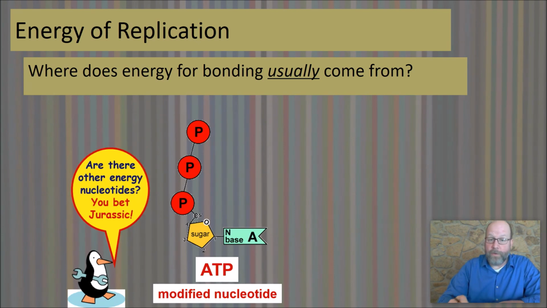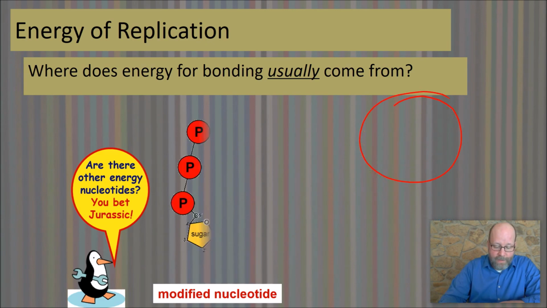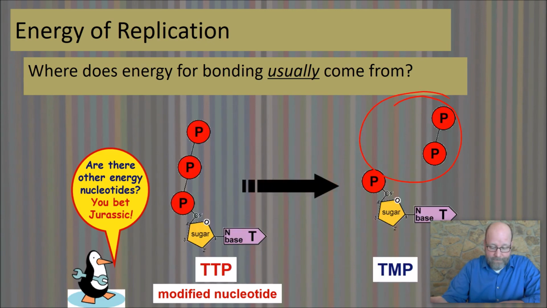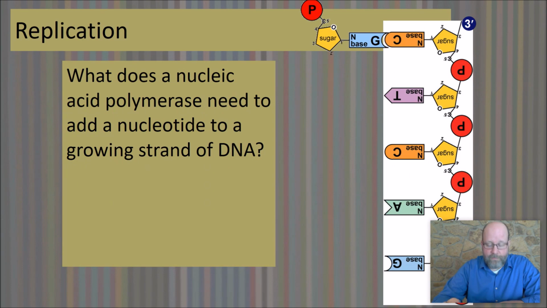See? Are there other energy nucleotides besides just the ATP? Of course there are. We've got GTP. We've got TTP. Does the same thing. And we've got CTP. So that's all 4 of our nucleotides, right? And of course we have the same thing for RNA, and we have uracil. Works exactly the same way, but they basically come with their own energy.